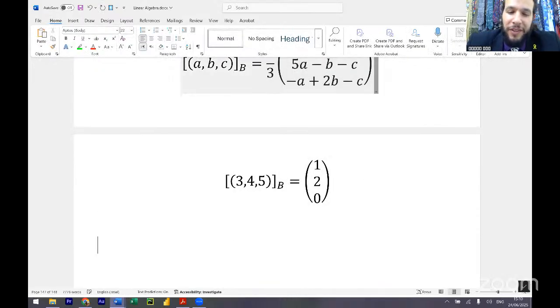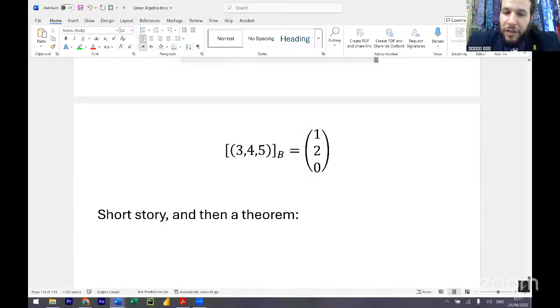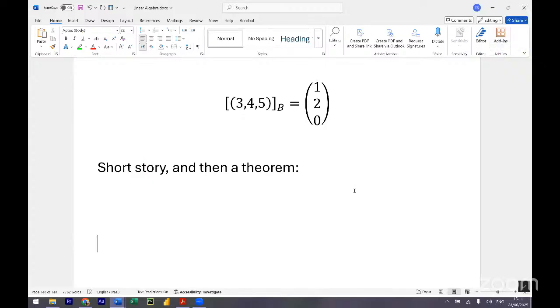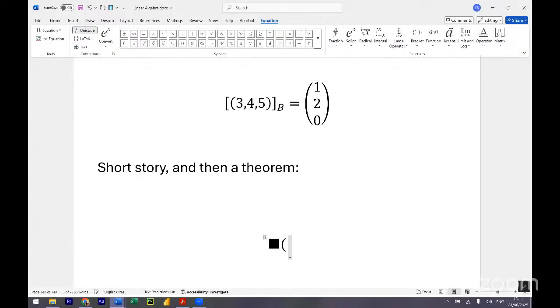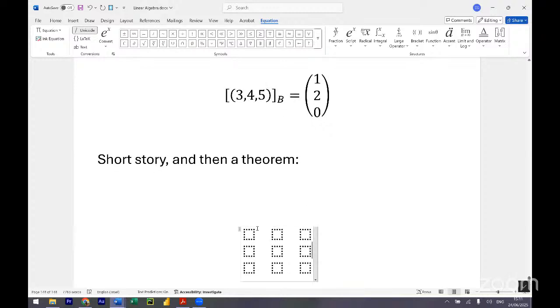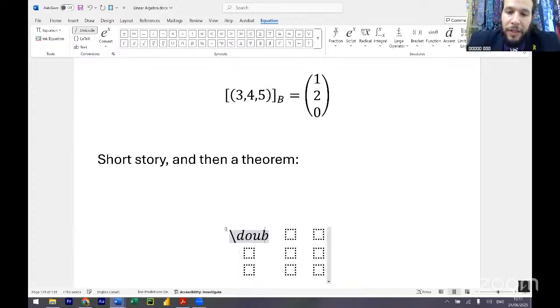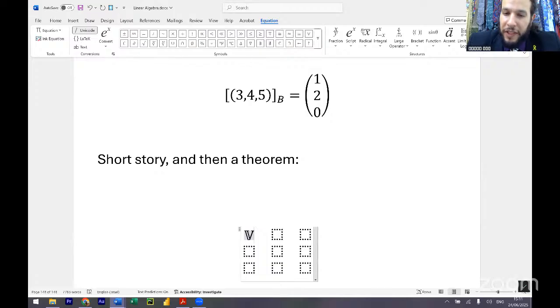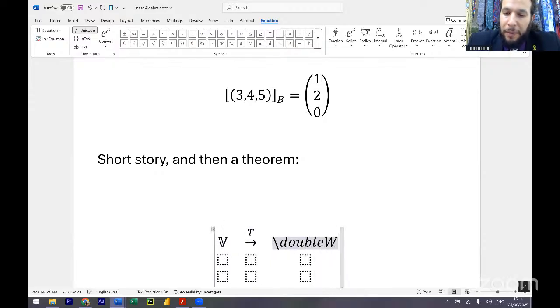So, a short story, and then a theorem. So what is the short story? We have some vector space V, which is sent by a linear function T to a space W.